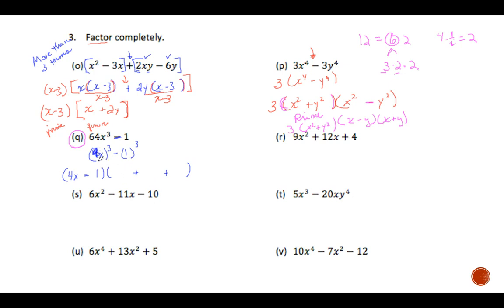And you take 4x and square it. You take 4x and 1 and multiply it together. And you take 1 and square it. And we are done.